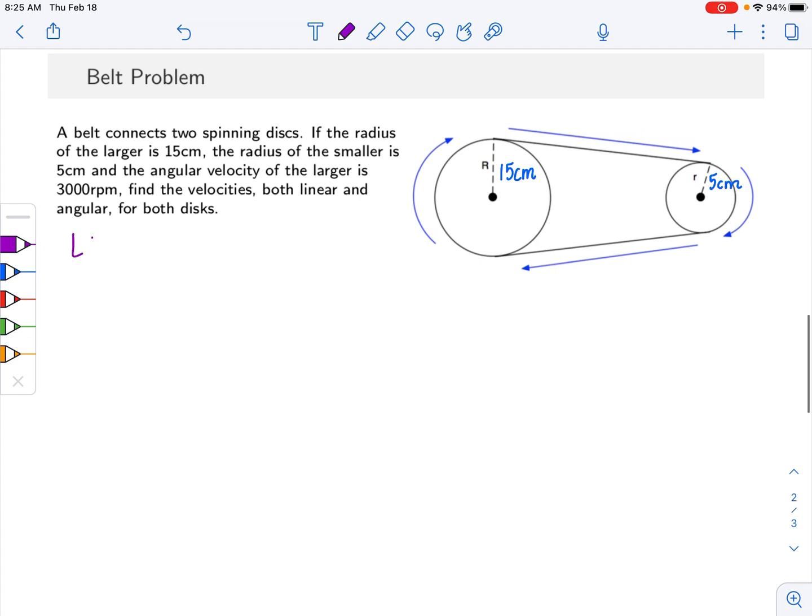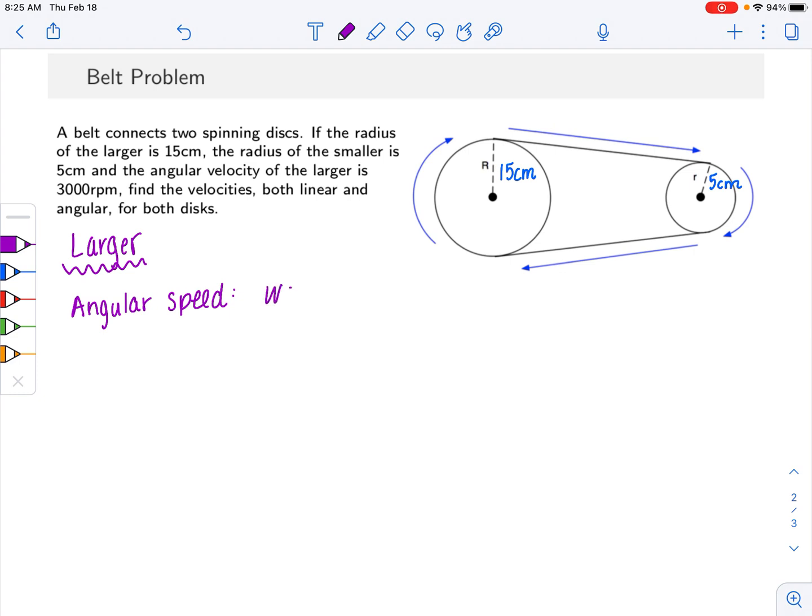So let's start with the larger. We're doing everything for the larger disk. Let's start with the angular speed. We know the velocity of the larger is 3,000 RPM. That's why I'm starting with the larger, because otherwise I have nowhere to go. I don't know the RPMs for the small. So this is where I'm going to start.